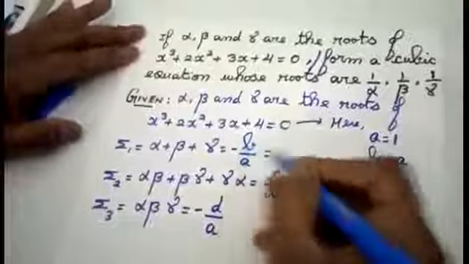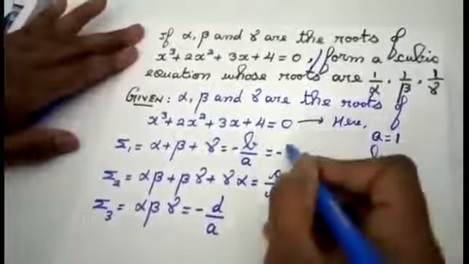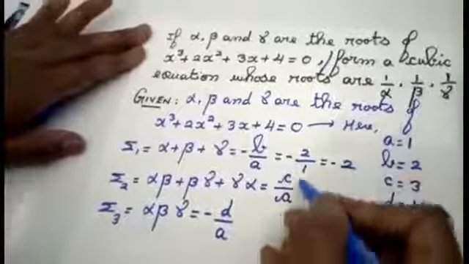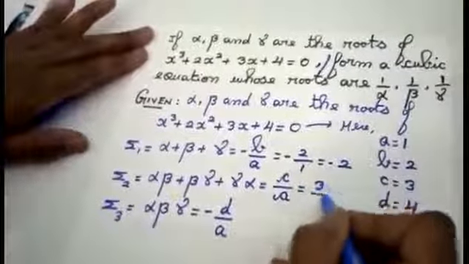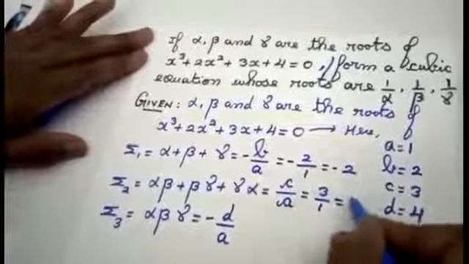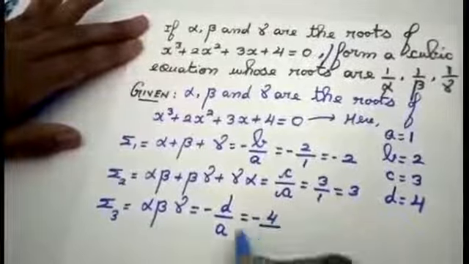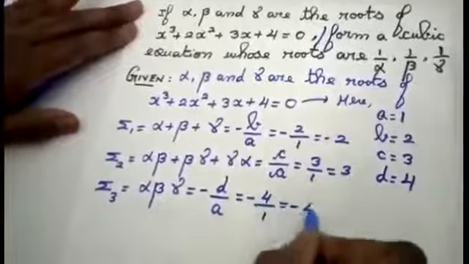Coming to minus b by a, minus, what is the value for b? 2 by 1. A is 1, so you will get the answer as minus 2. Coming to c, 3 by 1, you will get the value as 3. D, minus 4. The value for A is 1, that is minus 4.